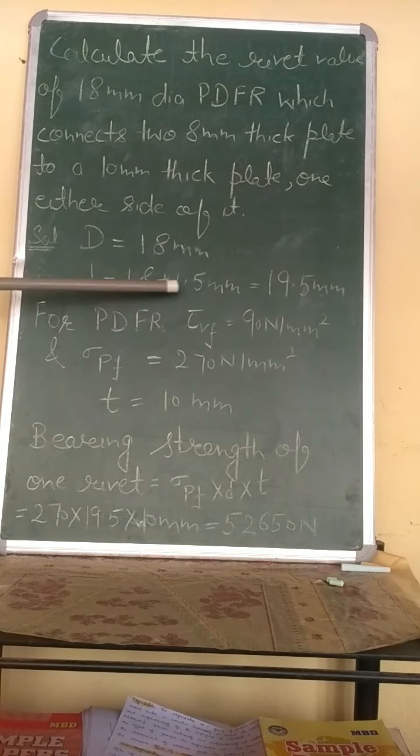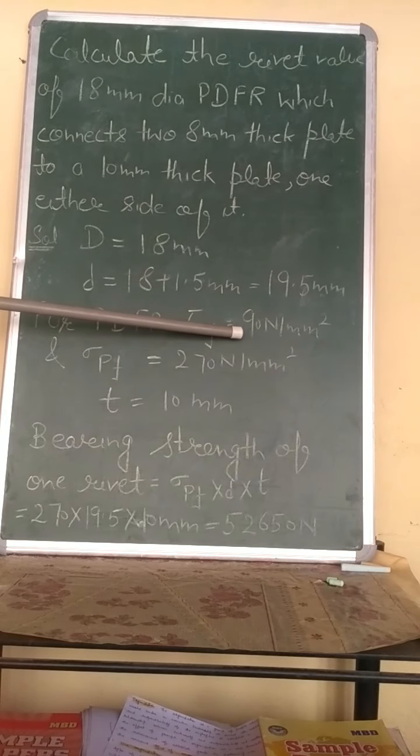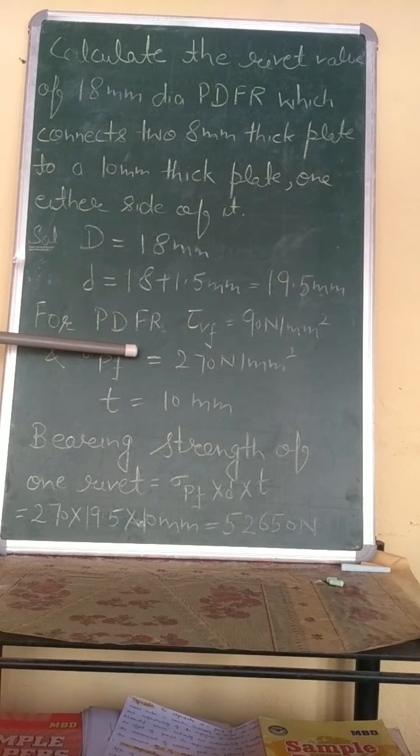So 18 plus 1.5 mm is equal to 19.5 mm. Here we calculate the value of gross diameter. For PDFR, power driven field rivet, value of tau VF is equal to 90 Newton per mm square and sigma PF is equal to 270 Newton per mm square. In our earlier video, we already showed the permissible value of stress in rivet. You can check on the video.